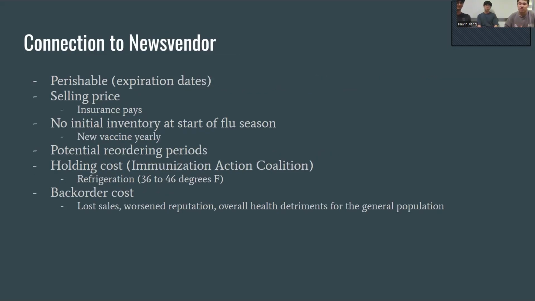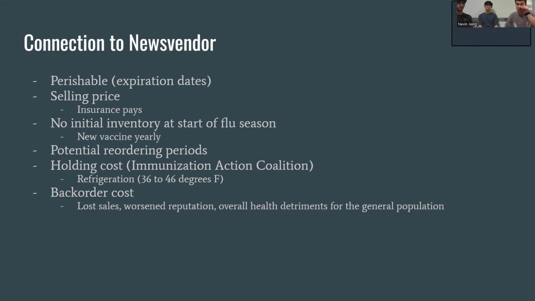Yeah, so just connecting the whole flu vaccine ordering issue with the news vendor problem. So flu vaccines are perishable, so they have expiration dates. And oftentimes each year there's a new flu vaccine that's made. And so the old ones from the year before will either be expired or just not valid to be able to combat the new strains of the flu. Obviously, we have a selling price, which often the insurance will pay for most people, and they'll pay the company wherever you go to get your flu vaccine.